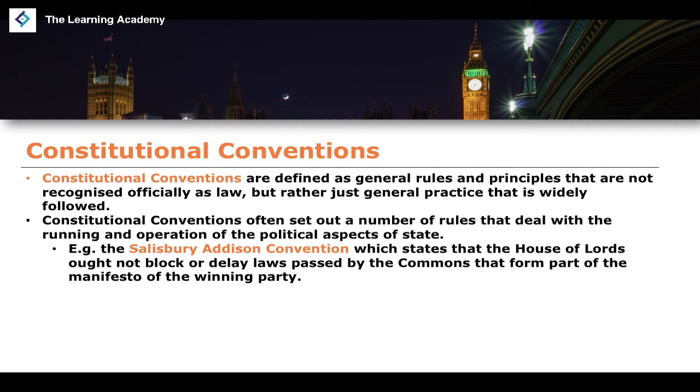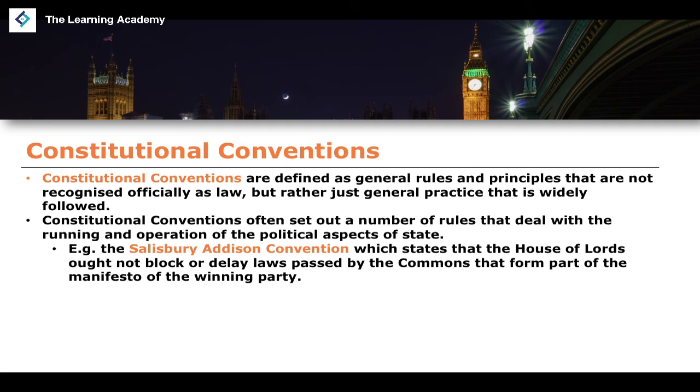The Salisbury Convention, or the Salisbury-Addison Convention, states that the House of Lords ought not block or delay bills that are passed by the House of Commons that form part of the manifesto of the winning party. So what I mean by this is, if a political party, let's say the Conservative Party, wins an election, and in the manifesto they say they want to do a particular thing. Let's say they want to pass Brexit and leave the European Union.